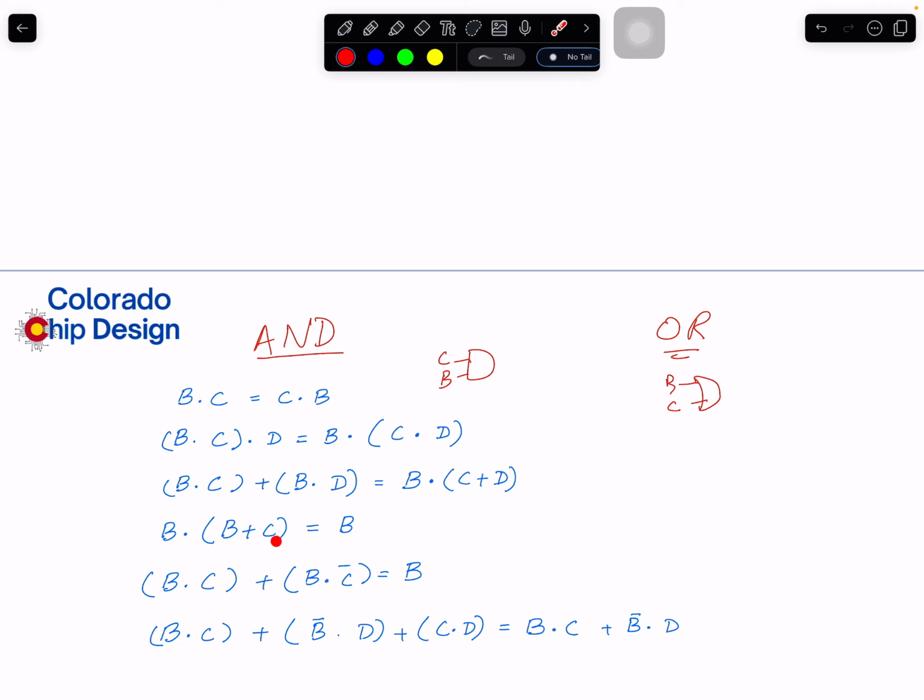Whether you OR B and C, and if you AND it with B, it's the same as B. Maybe take this as homework. Draw these AND gates like this that I did, for example. B, C, and then you AND with B. And prove, is it really always going to be the same as this or not? So that's your homework. I will skip that.